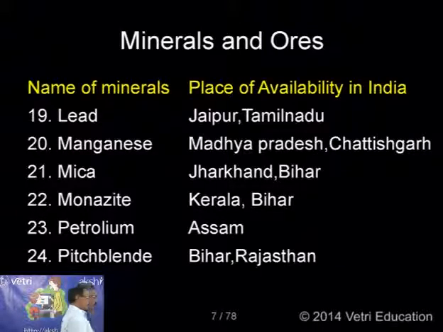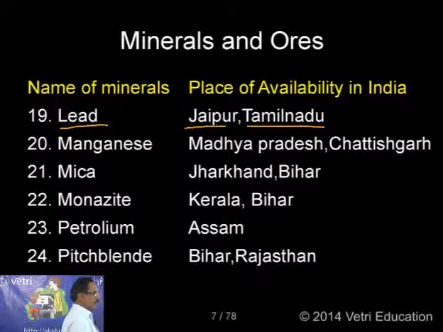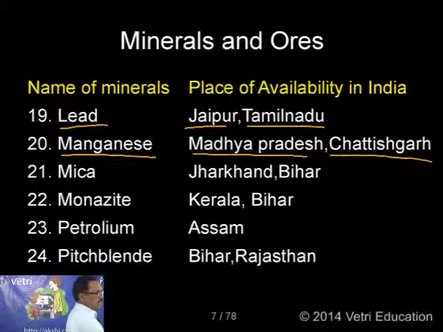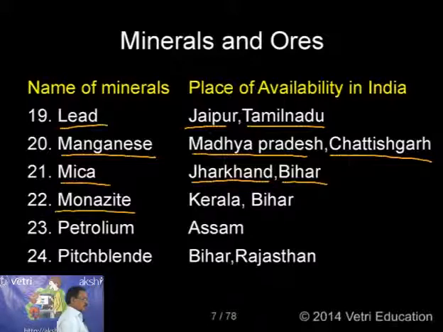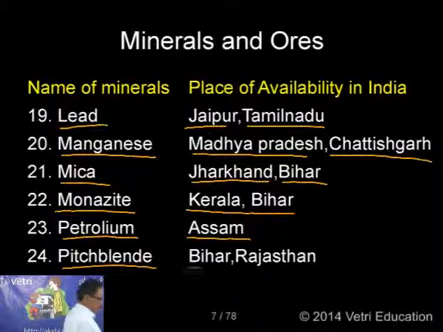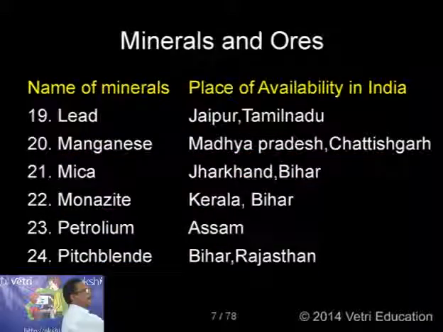Continues. Lead, the most important again, is available in Jaipur and Tamil Nadu. Manganese, another most valuable mineral, is available in Madhya Pradesh and Chhattisgarh. Mica, another important mineral, is available in Jharkhand and Bihar. Monazite, another most valuable mineral, is available in Kerala and Bihar. Petroleum, the most valuable, is available in Assam. And pitchblende, another most important mineral, is available in Bihar and Rajasthan.